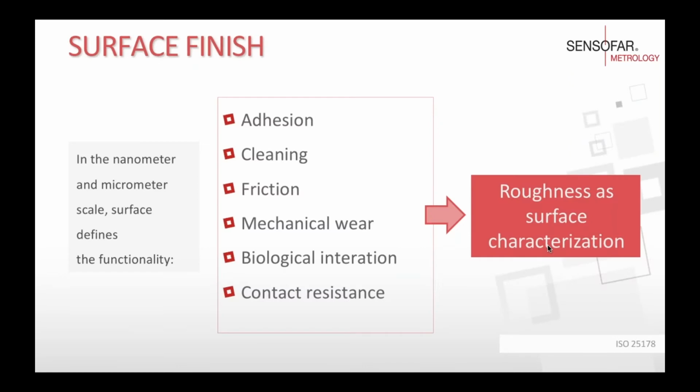Surfaces are really important in terms of the functionality of a material. Whenever we are at the nanometer and micrometer scale, the surface is going to be the main point that defines the functionality of the material. For example, properties such as adhesion, cleaning, friction, mechanical wear, biological interaction, or contact resistance are going to be defined by this surface. And roughness is a way to characterize and to understand better our materials.